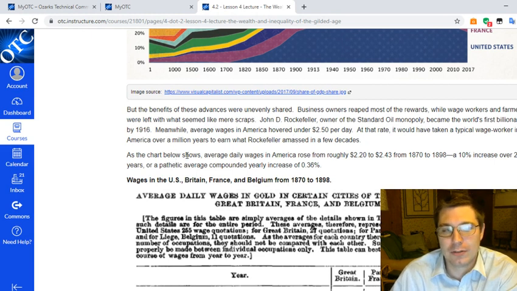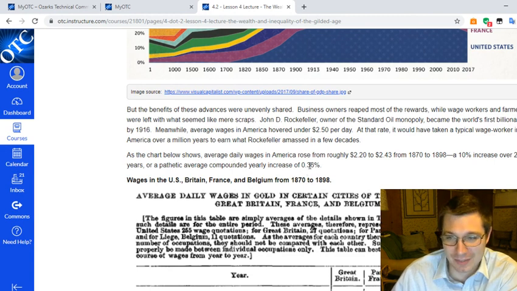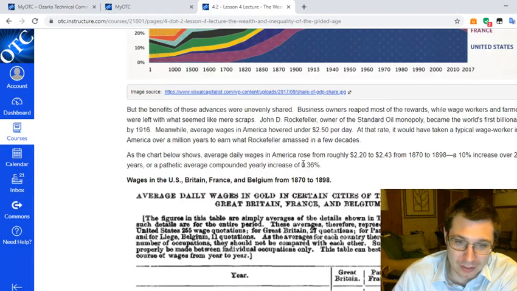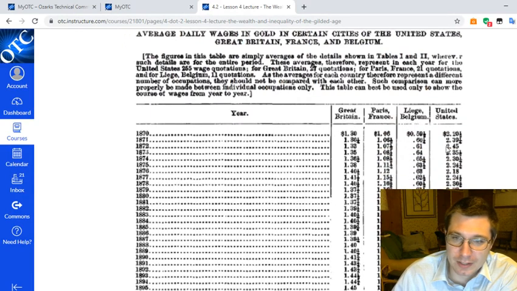As the chart below shows, average daily wages in America rose from roughly $2.20 per day in 1870 to $2.43 by 1898. A 10% increase over 28 years, or what I think is a pretty pathetic average compounded yearly increase of 0.36%. So less than 1%, less than even half of a percent per year increase in wages. Here's where the United States is.